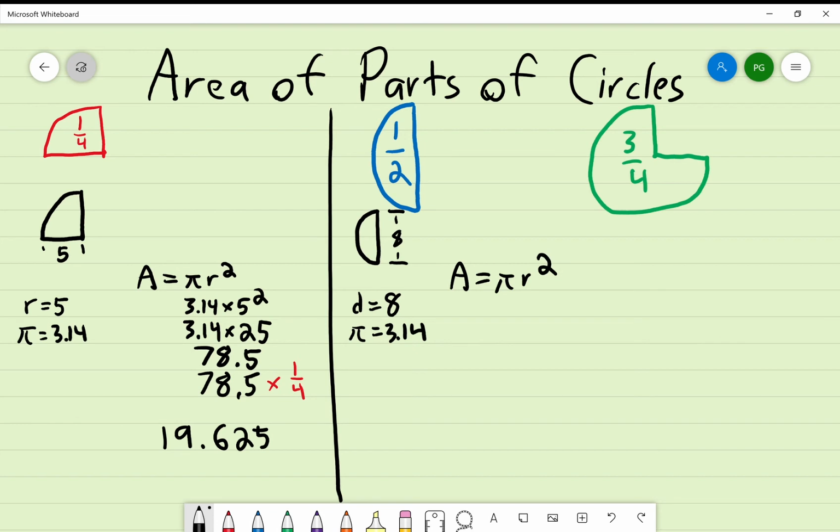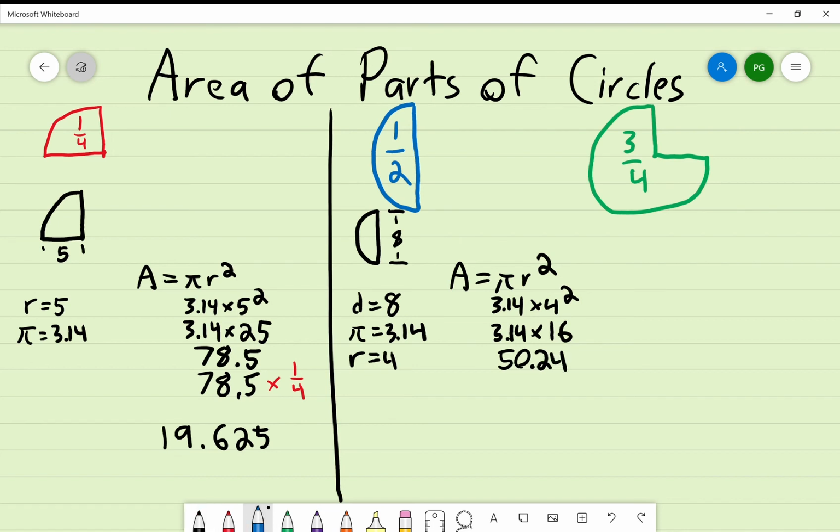My only problem here is that the formula is asking for a radius, and I don't have one. I just have a diameter. If a diameter is 8, half of that will be the radius, so my radius is 4. Now I can solve. Area equals pi 3.14 times 4 squared. Perfect. Now 4 squared is 4 times 4, so 4 times 4 is 16. Times 3.14. Okay, excellent. We have 3.14 times 16 equals 50.24.